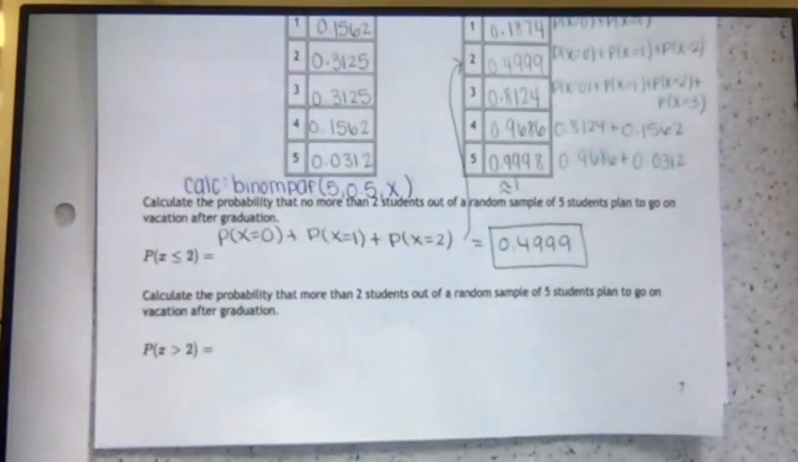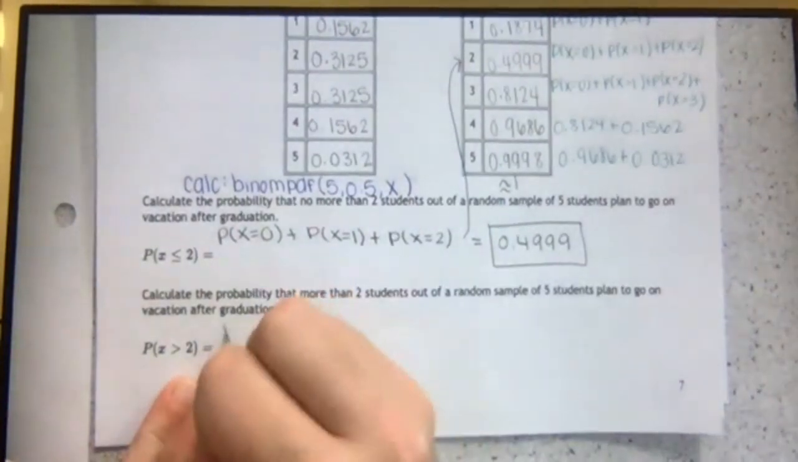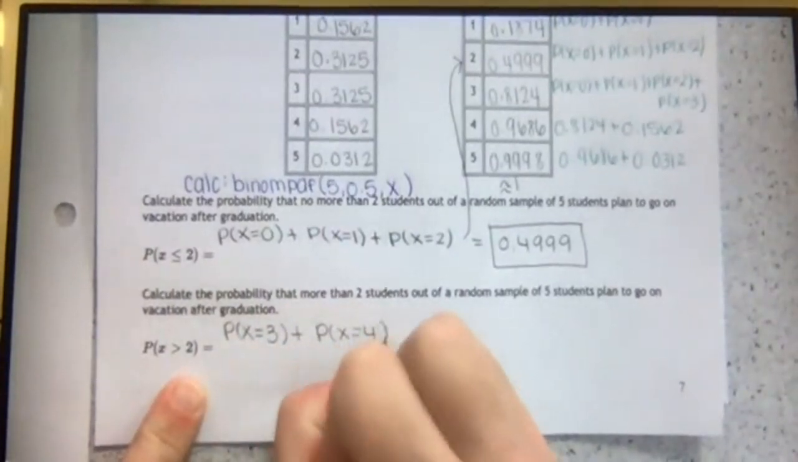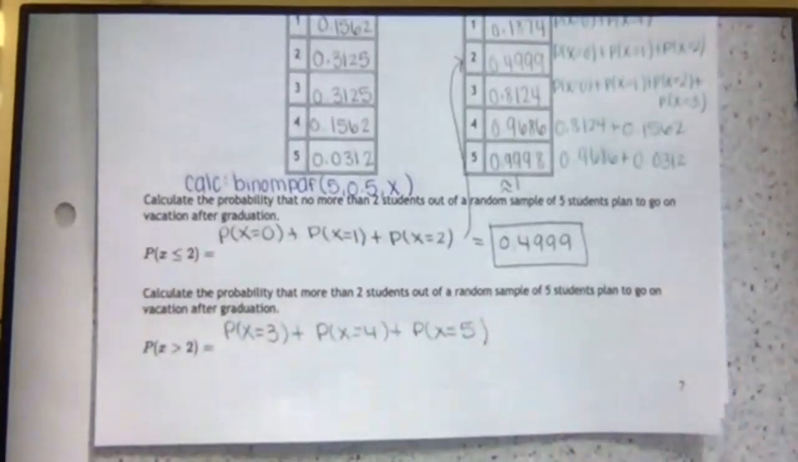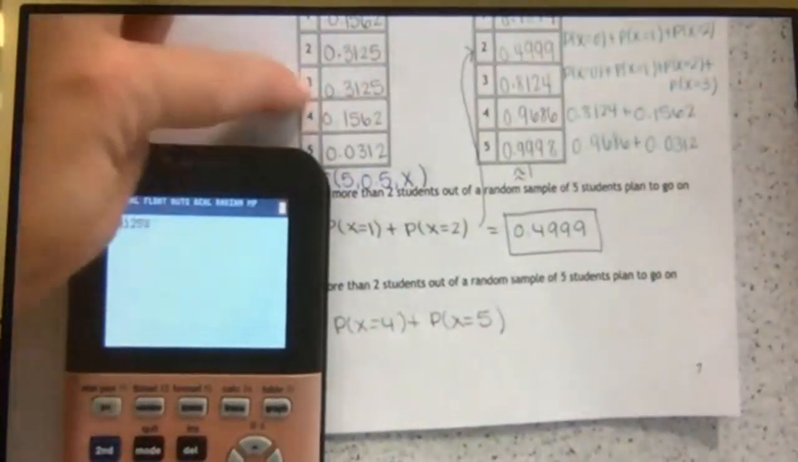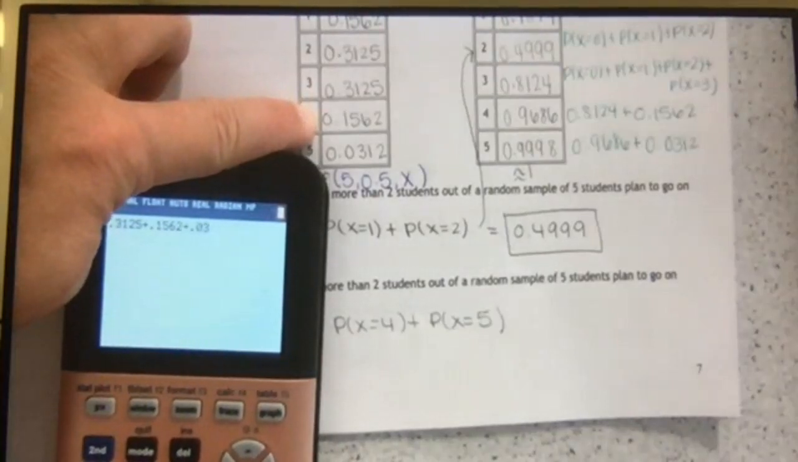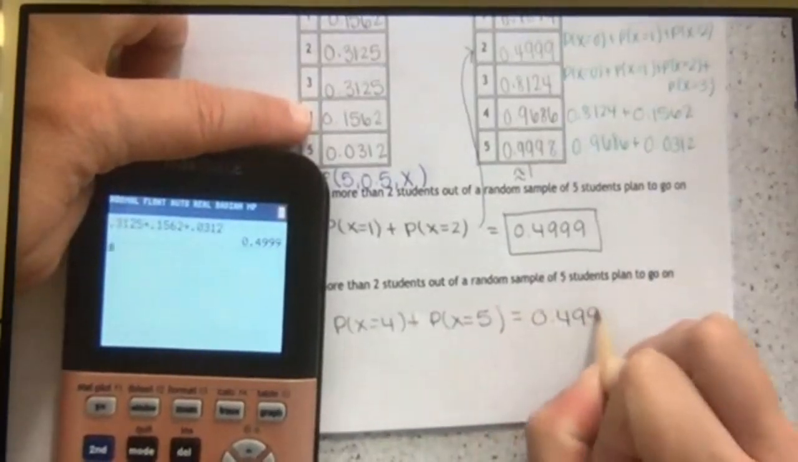It says calculate the probability that more than 2 students out of the random sample of 5 plan to go on vacation after graduation. So probability that x is greater than 2. So that means the probability that x is 3 plus the probability that x is 4 plus the probability that x is 5. So 0.3125 from x is 3 plus 0.1562 when x is 4 plus 0.312 when x is 5, and that would give us 0.4999.